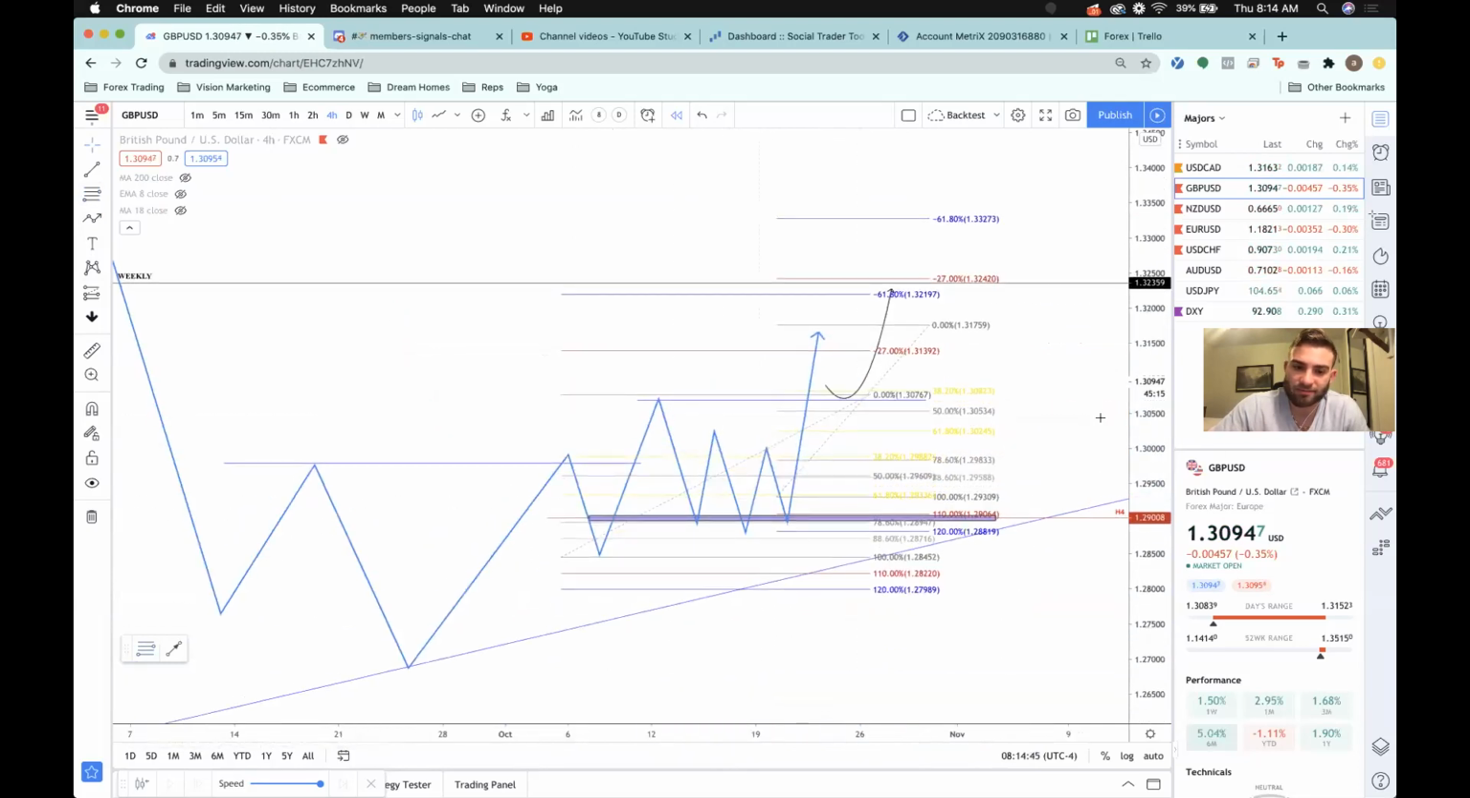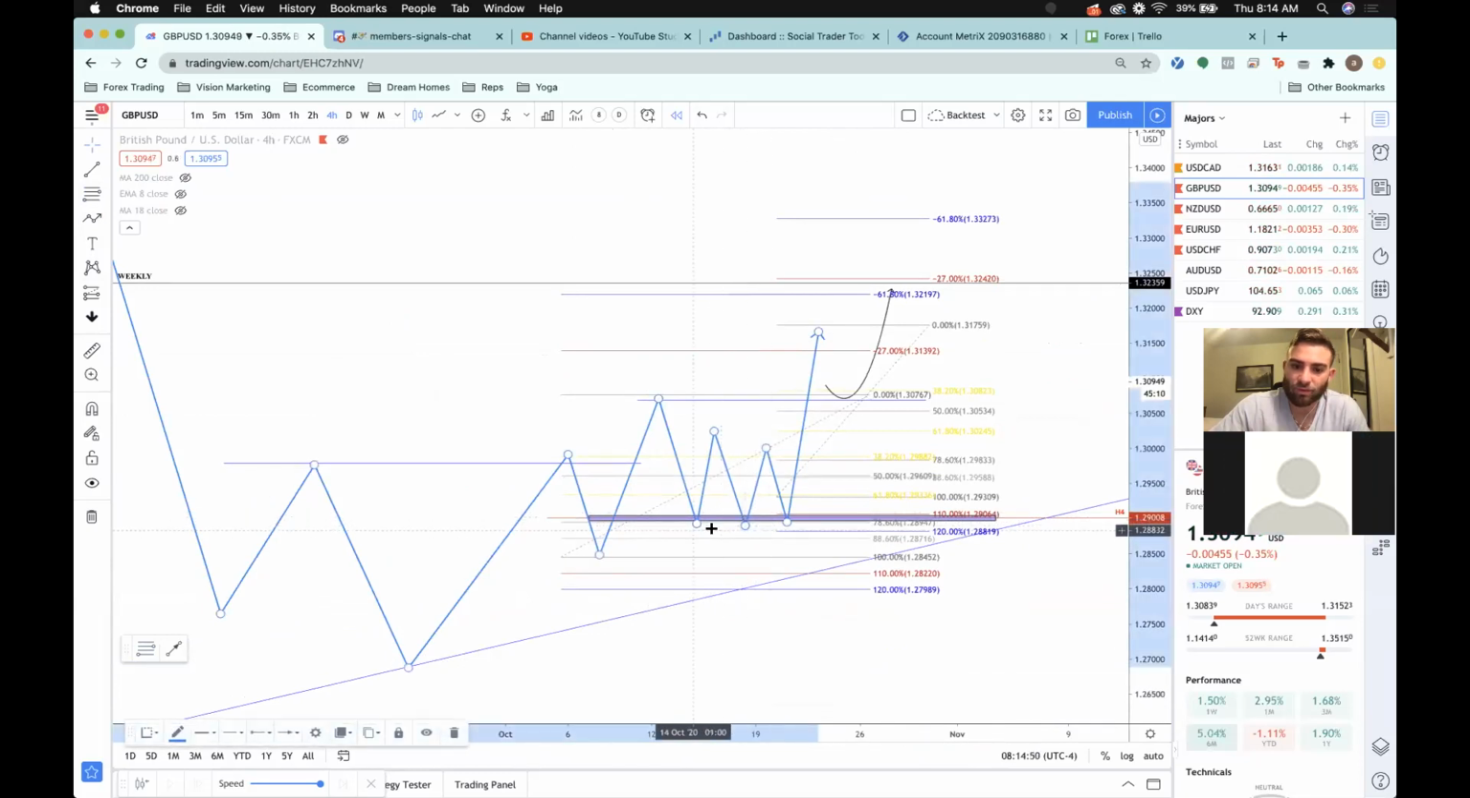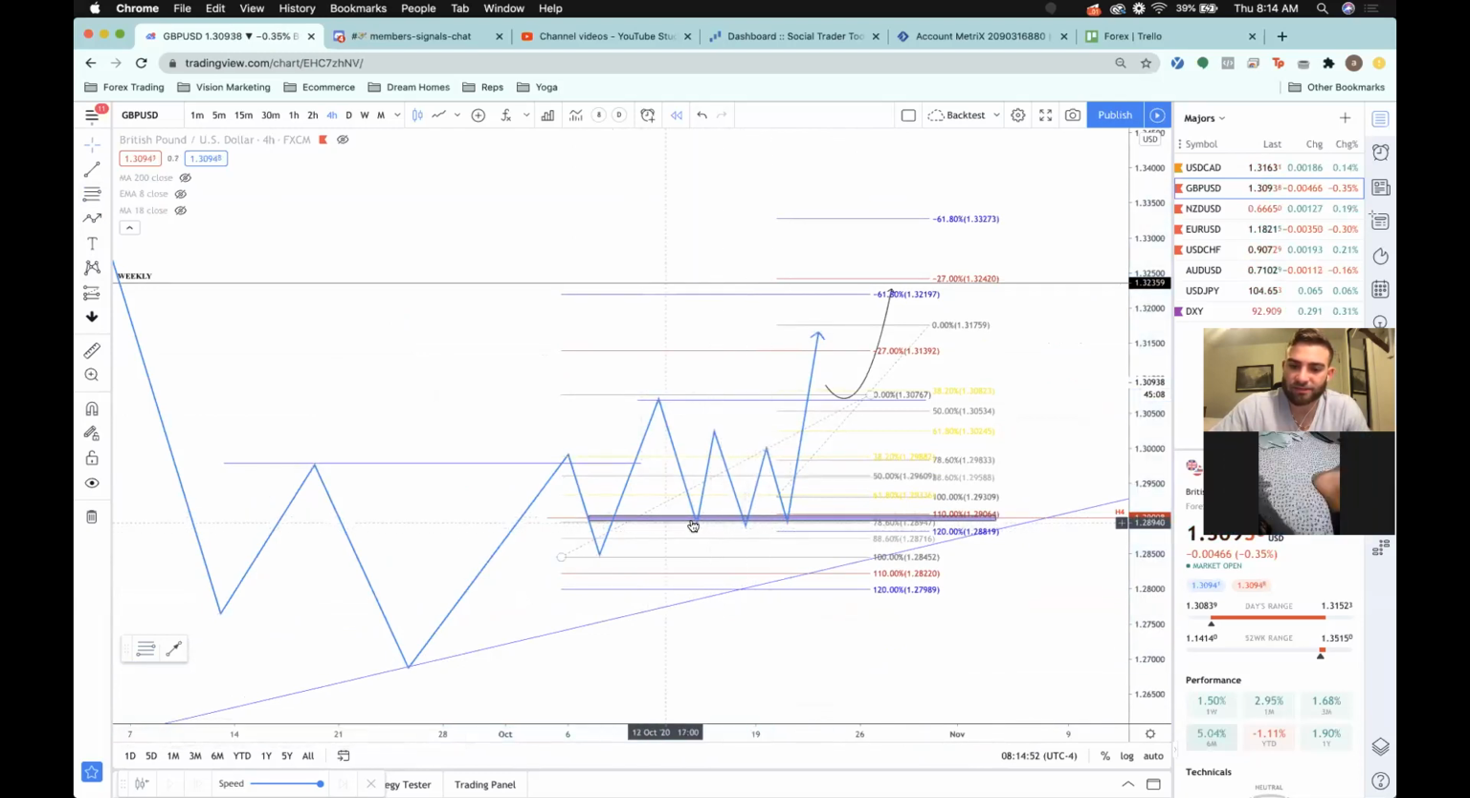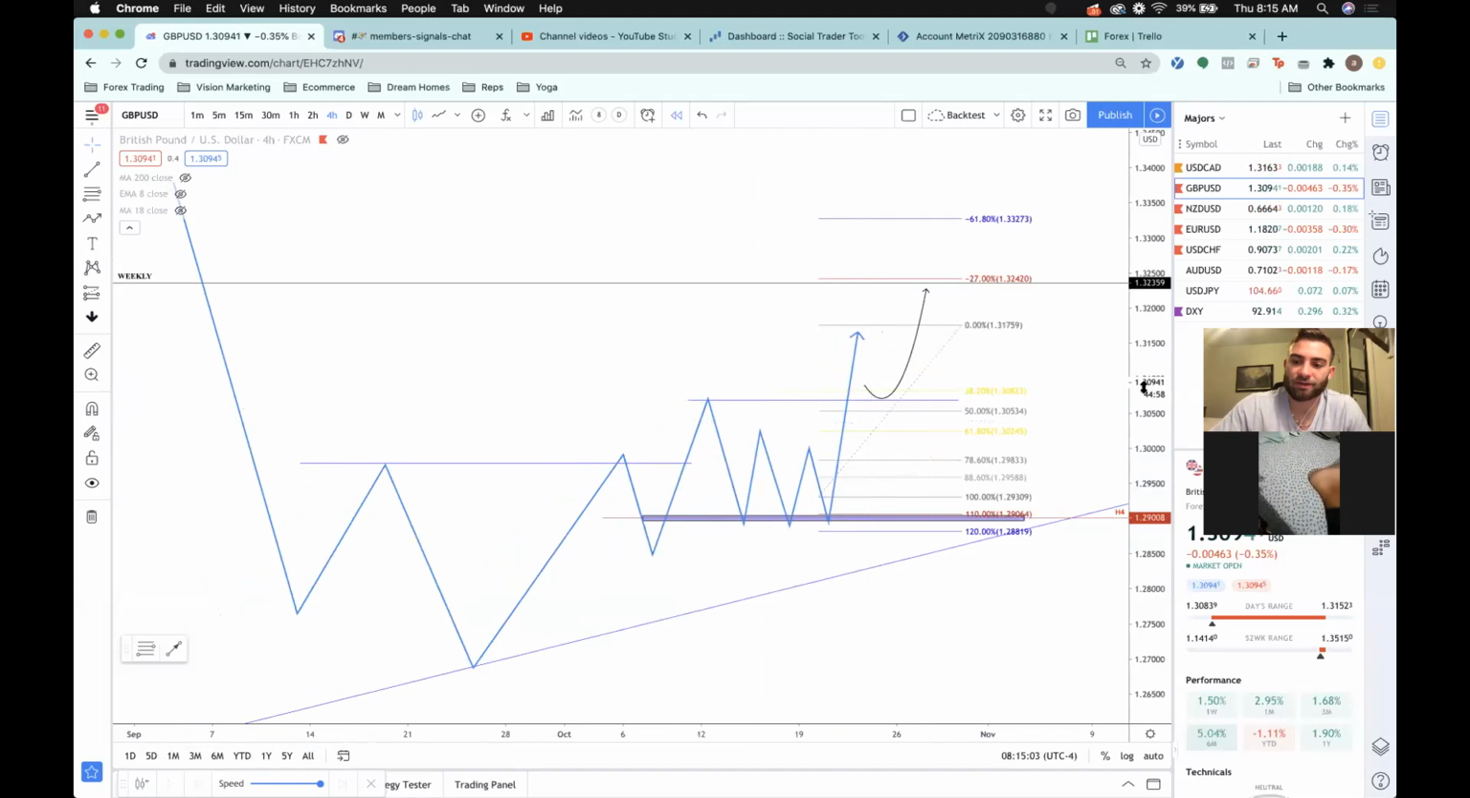And as we can see, we had retested this 78.6 level 1, 2, 3 times. So we were testing this level 3 times. We were still bullish. We had these lower highs forming. So price was just being squeezed to the downside here. And then we just popped up. And that's where we're currently at now. We're currently in this uptrend.